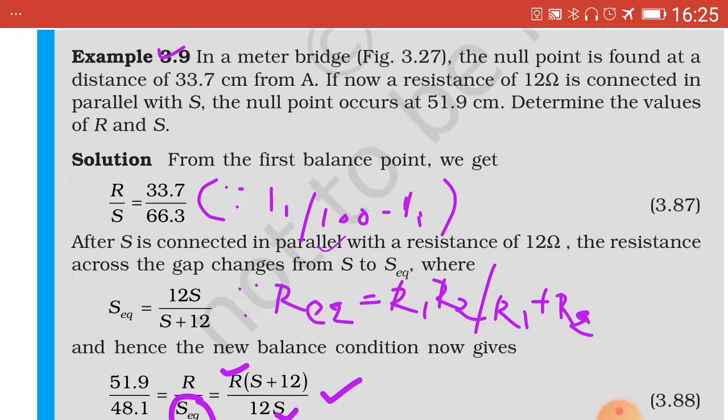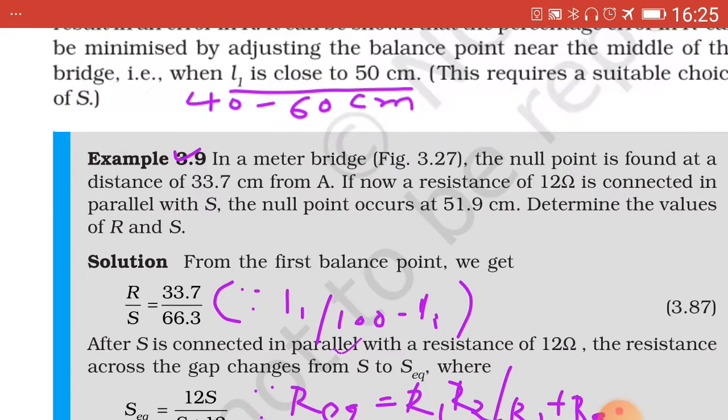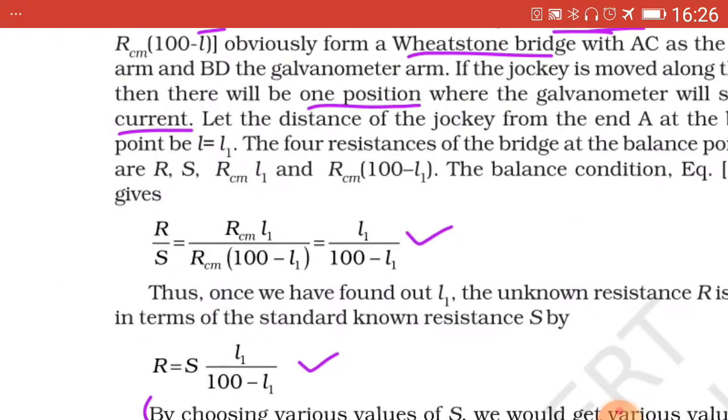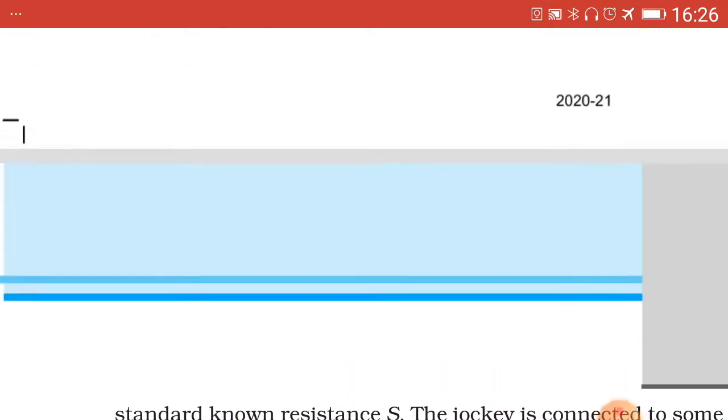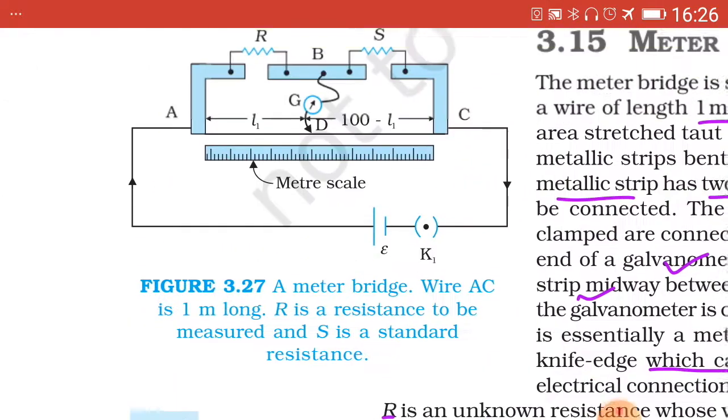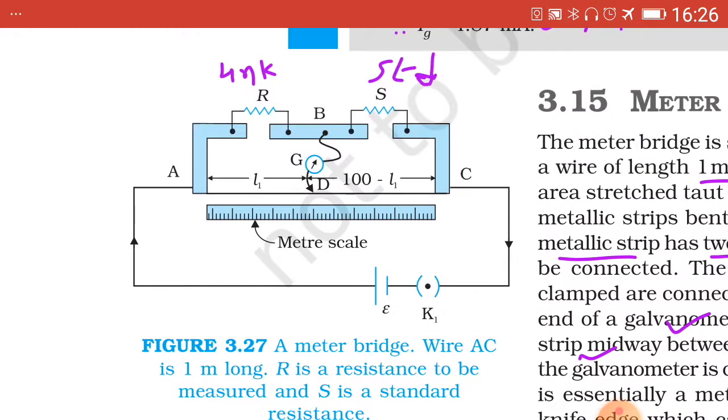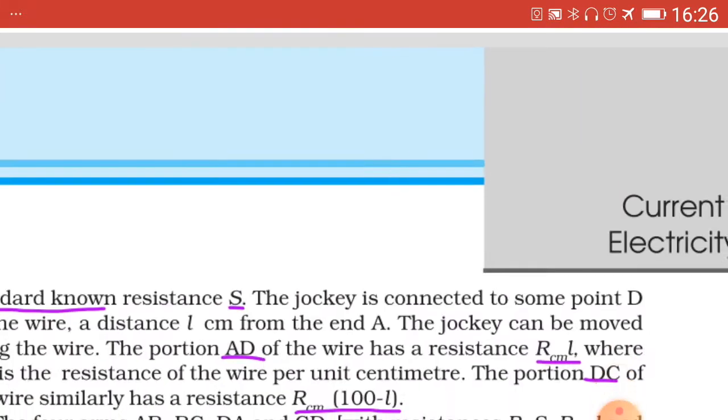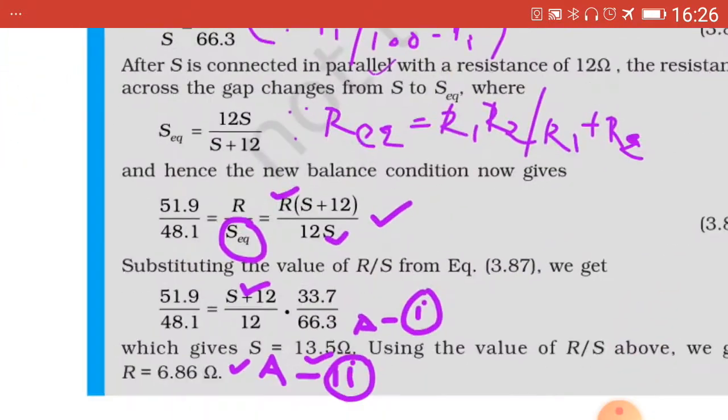Now the figure as such is not required, but still we refer to it. It may not be given to you in the exam. That is the same figure, this one, which we had already seen in the case of meter bridge. R and S, whose values we want to find out. Now we refer to the description of the solution.